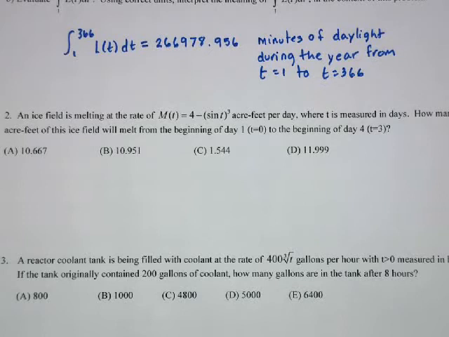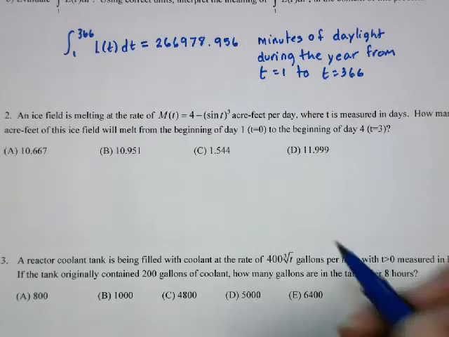Okay, next problem. An ice field is melting at the rate of m of t equals 4 minus sine t cubed acre feet per day, where t is measured in days. How many acre feet of ice field will melt from the beginning of day 1 to the beginning of day 4, t equals 3?